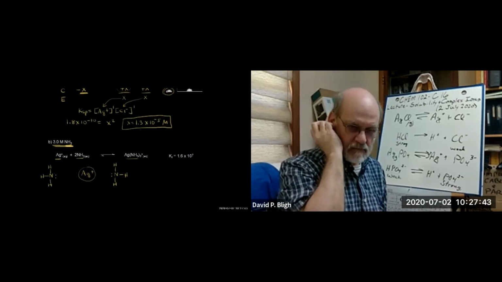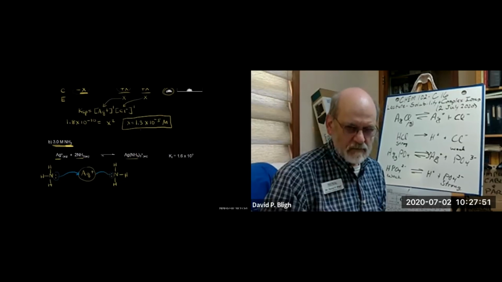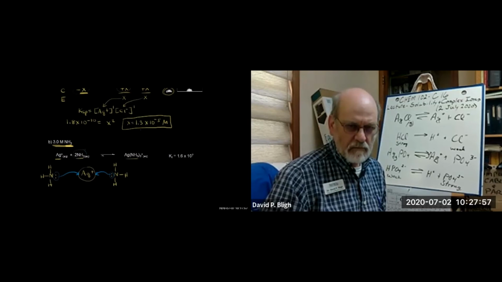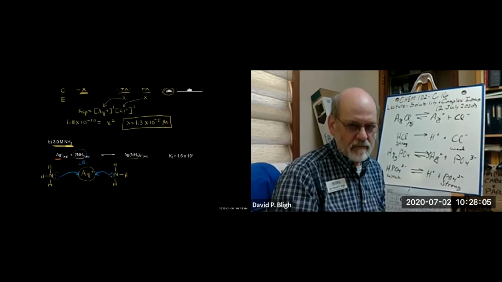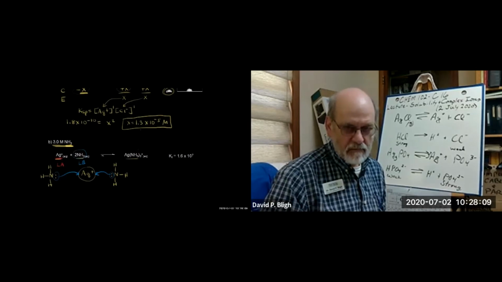The nitrogen has a lone pair of electrons, and each ammonia molecule is going to donate a pair of electrons to our silver plus 1 cation. Right? So ammonia is donating as an electron pair donor, so this must be our Lewis base. And the silver plus 1 cation is accepting a pair of electrons, so this must be our Lewis acid. So the formation of a complex ion is a Lewis acid-base reaction.